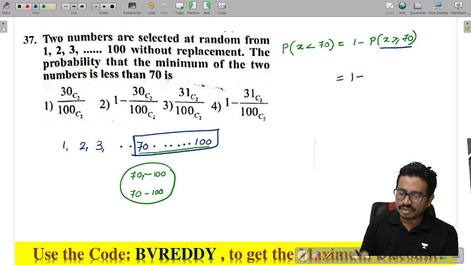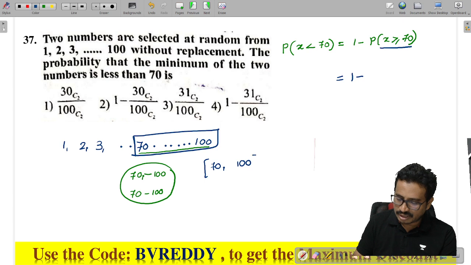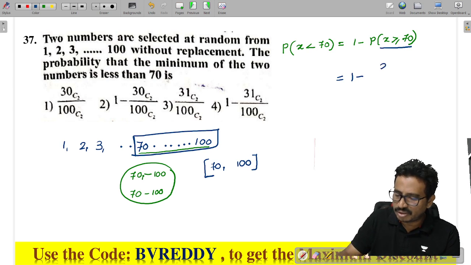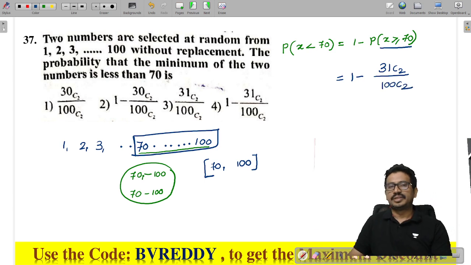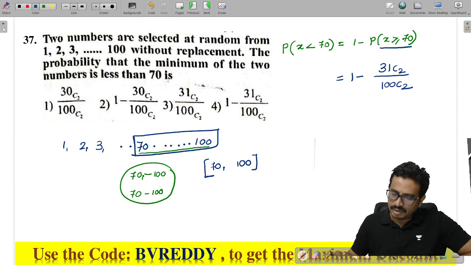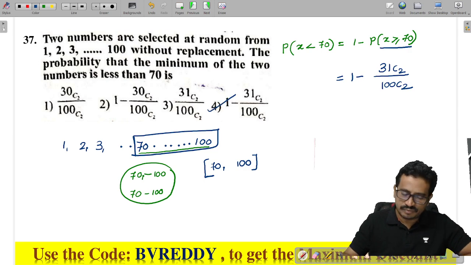Including 71 to 100 means that is 30, but 70 is also included now. So 70 to 100, 70 included, 100 also included, close bracket. Then how many numbers are there totally? 31 numbers are there. So we need to select 31 C2 by 100 C2. This is the probability that the minimum of the two numbers is less than 70. So the option is the fourth option.